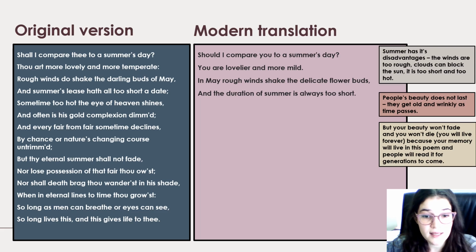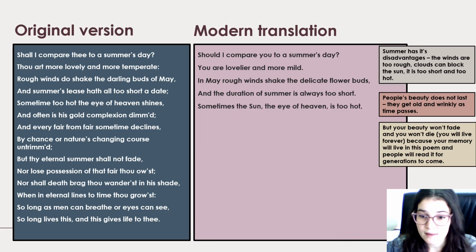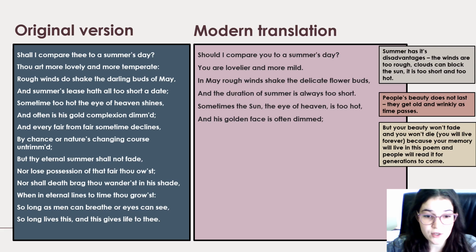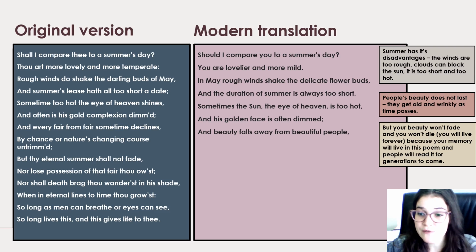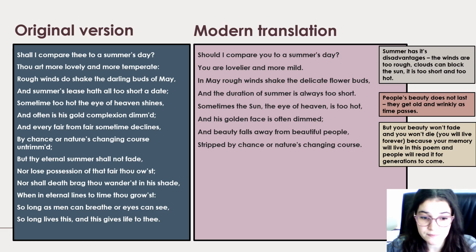Sometime too hot the eye of heaven shines. Sometimes the sun, the eye of heaven, is too hot. And often his gold complexion dimmed, and the sun's golden face is often dimmed. And every fair from fair sometime declines, and beauty falls away from beautiful people. By chance or nature's changing course untrimmed, stripped by chance or nature's changing course.